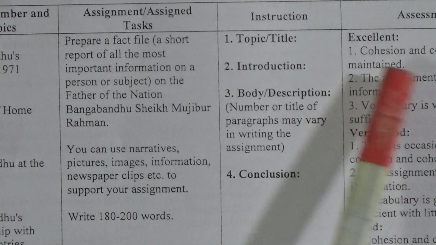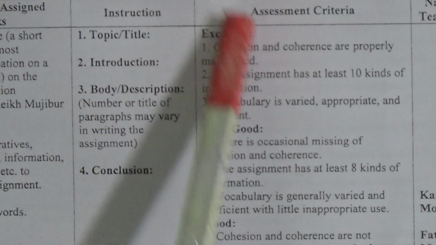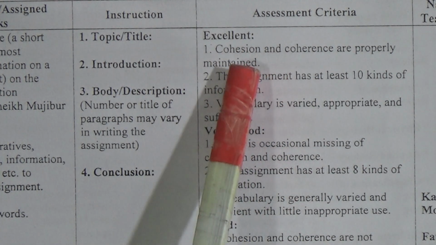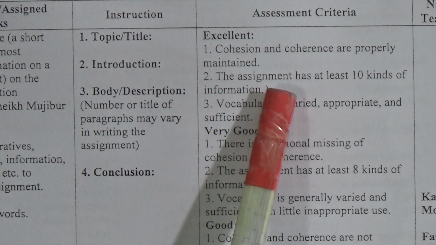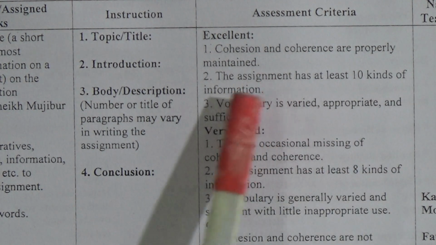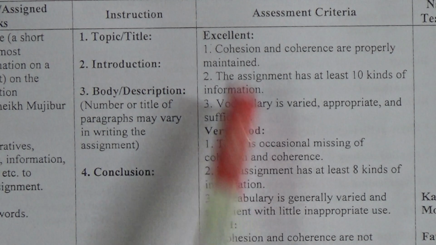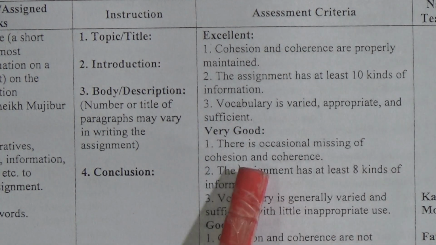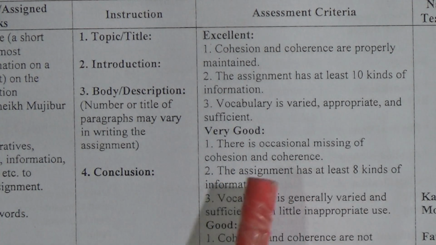And the assignment criteria are as follows. Excellent: this is for the teacher while checking your copy or assignment, and the teacher will keep all this in mind. Number 1, cohesion and coherence are properly maintained. Number 2, the assignment has at least 10 kinds of information. Number 3, vocabulary is varied, appropriate and sufficient. Very good: Number 1, there is occasional missing of cohesion and coherence. Number 2, the assignment has at least 8 kinds of information.